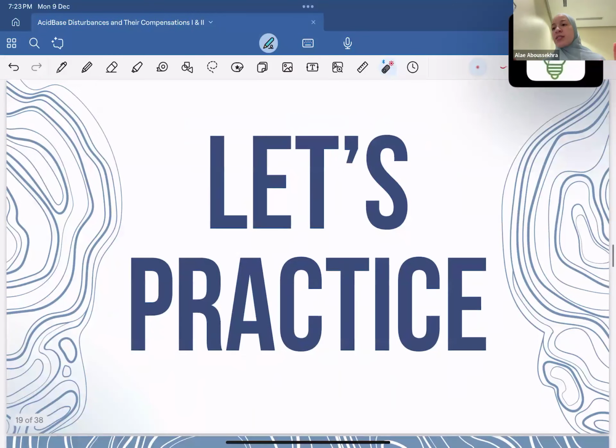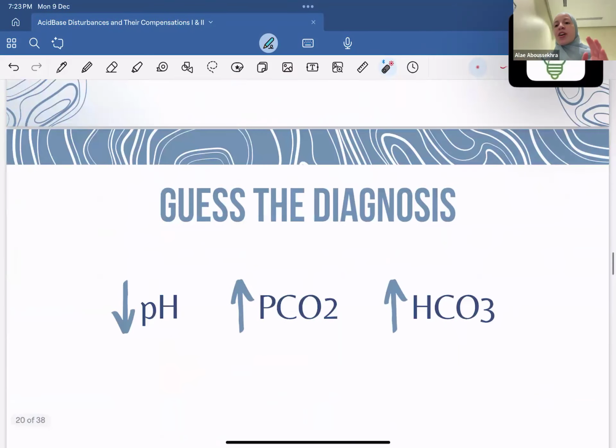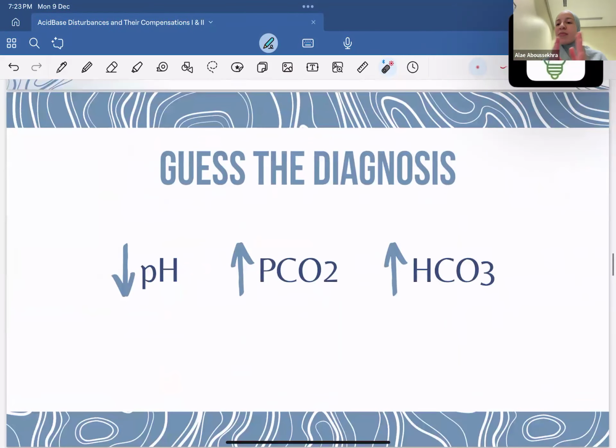So let's practice. I want you guys to interact, please. If you guys know the answer, if you can open the mic and answer, that would be amazing. So this is the first set of ABGs. So we have a decrease in pH, an increase in CO2, and an increase in bicarbonate. Can someone tell me what this person is experiencing? Okay, I'll tell you.